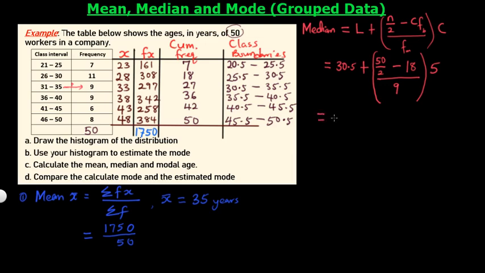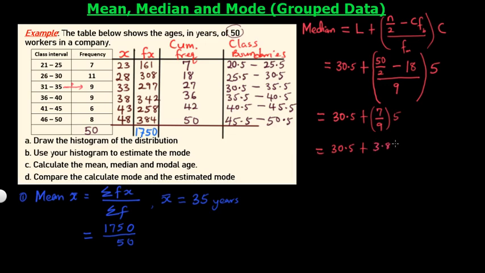Now we quickly do this. That becomes 30.5 plus, here we have 25. 25 minus 18, that's 7. So we have 7 over 9, all multiplied by 5. So that gives us 30.5 plus, so here we can say 7 times 5, which is 35, divided by 9, that's 3.888.